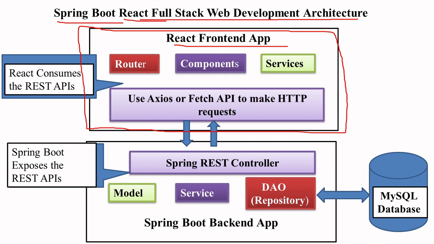For HTTP requests, we can use a third-party library, that means Axios, or we can also use the fetch method. The fetch method is in JavaScript, and it is used for fetch APIs to make HTTP requests. That means this React front-end application consumes the REST APIs. Using REST APIs, we can perform CRUD operations or other operations depending on our projects.